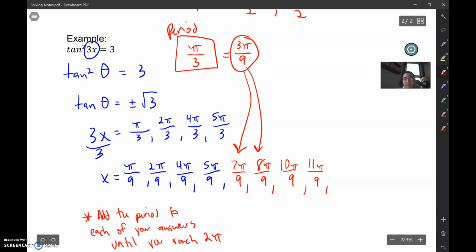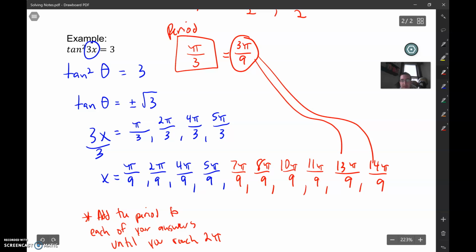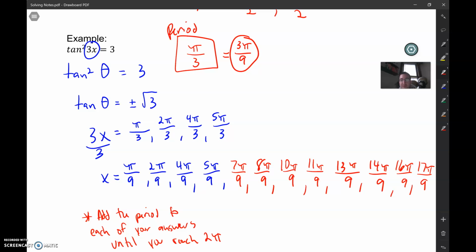Now you can see we're at least over 1 pi, but we're far from 2 pi. So then I keep going. 3 pi over 9 plus that. Oh, I skipped one. 3 pi over 9 plus 10 pi over 9 actually makes 13 pi over 9. 3 pi over 9 plus 11 makes 14 pi over 9. Then I've got to keep adding it. I think we're almost done. So we're going to have 16 pi over 9. And then we're going to have 17 pi over 9. And that is it, because that is awfully close to 2 pi. So those are all of our solutions.